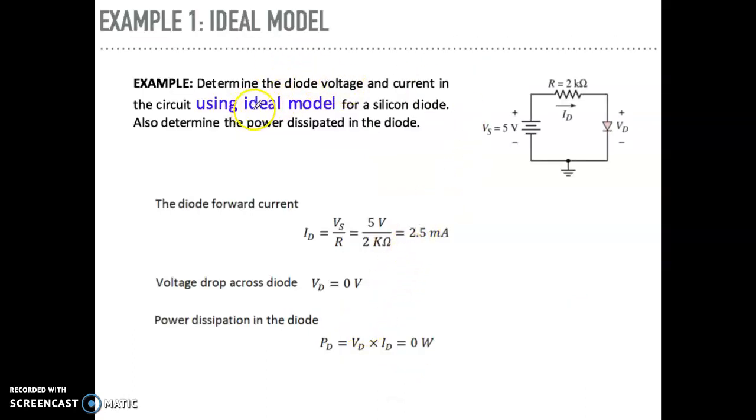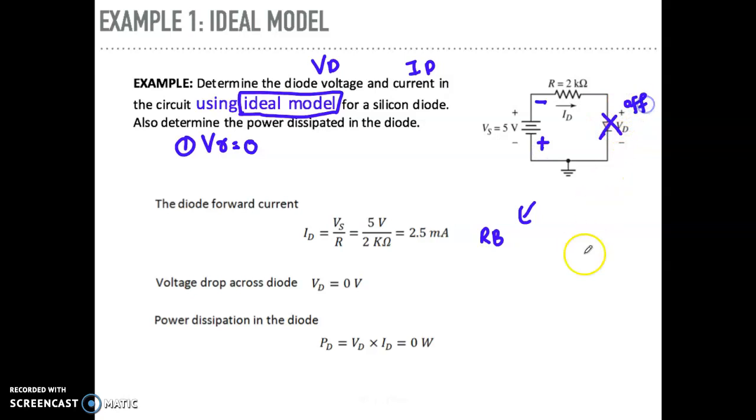Okay, so let's see the first question. Determine the diode voltage, this is VD, and the diode current ID in the circuit using the ideal model. So the keyword here is ideal model. Keyword number 1, when it says ideal, the built-in voltage inside the diode will be equal to 0. So let's try to redraw the circuit. What happens during reverse bias? Reverse bias, where you apply here minus, plus, right? Then the diode will be turned off, and there will be no current.